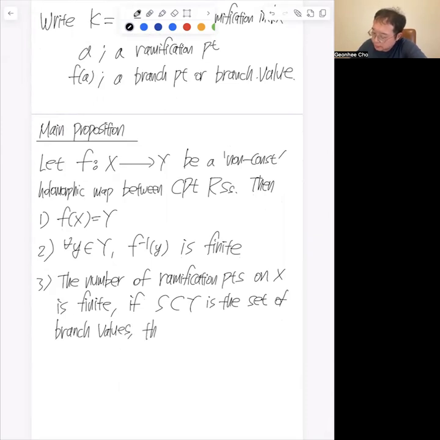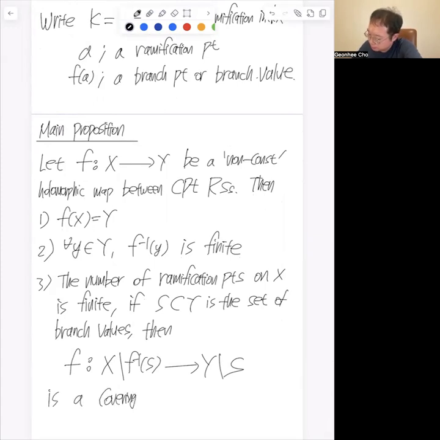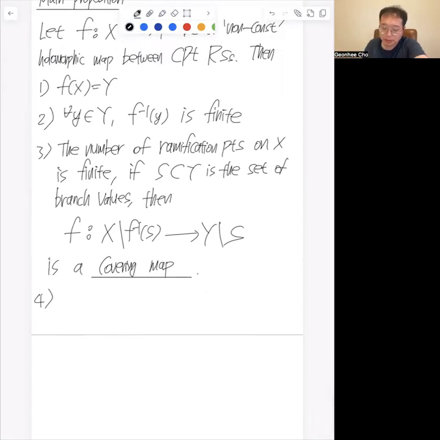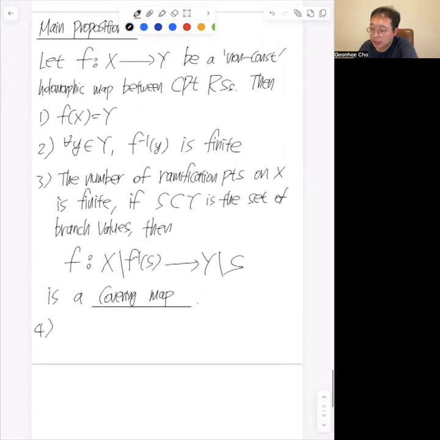So if we just remove the set of branch points, then we can also look at the complement, the inverse image, with the same map. Then this map is a covering map. Now we use the covering map statement, and moreover, when we have a covering map, we can talk about the degree.